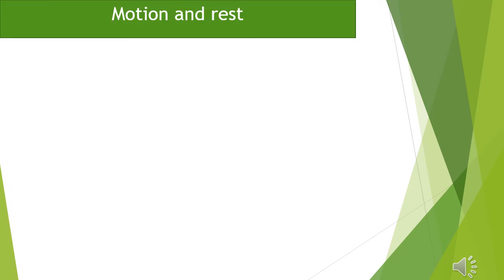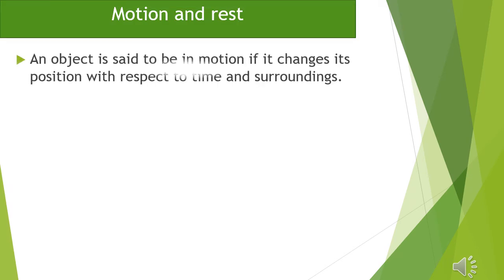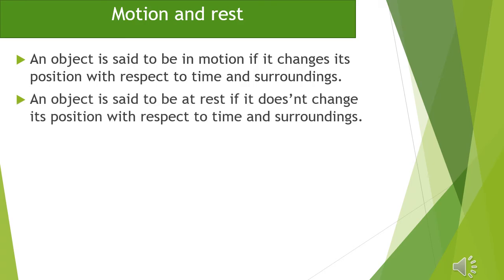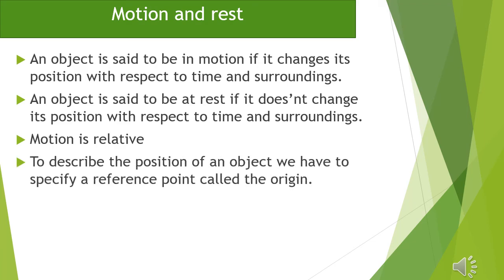So what do we understand from this? An object is said to be in motion if it changes its position with respect to time and surroundings. An object is said to be in the state of rest if it doesn't change its position with respect to time and surroundings. Motion is relative. To describe the position of an object, always we have to specify a reference point called the origin.